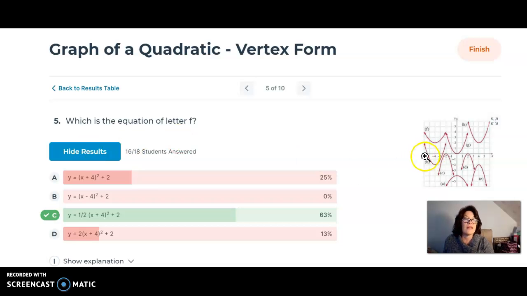Number 5, 63% of you got this one right. Letter F is over here. Do you notice that letter F is wider? It was shifted to the left 4 and up 2. So most of you had that it was +4 + 2. Like this person was right about where the vertex was. So that's great, but you forgot that it's a little wider. So that's what this number in front does. If it's something less than 1, like a half, 2/3, a fraction less than 1, it's going to be wider than the normal x squared graph. So that's why it was C.